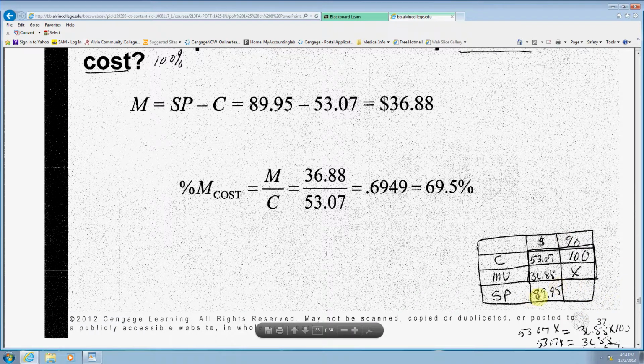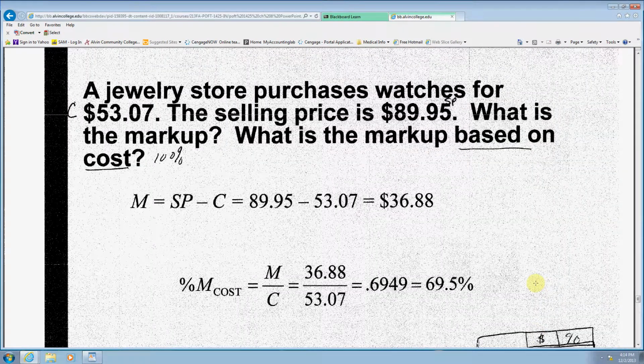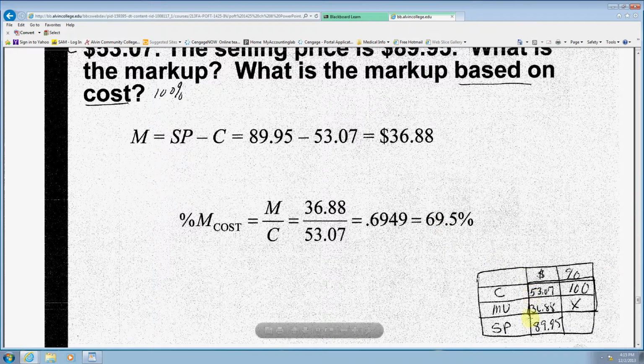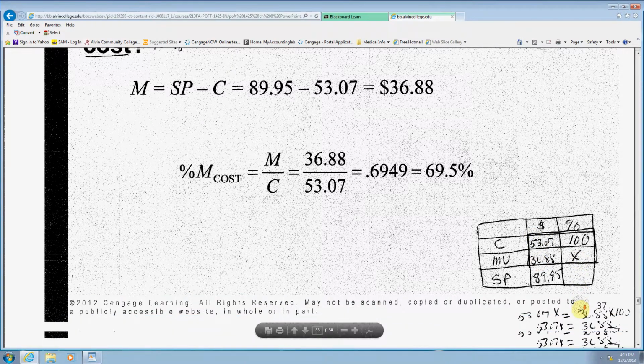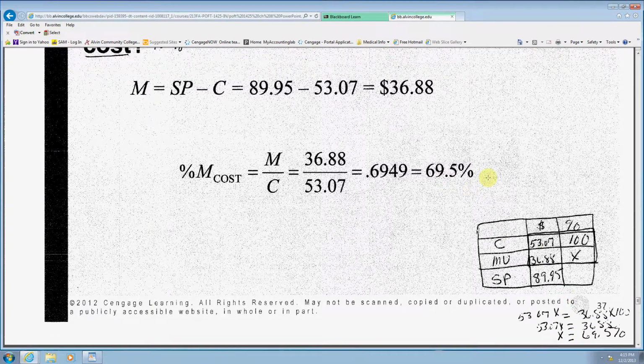So we know that $89.95 minus $53.07 would give us our markup price of $36.88. And so then we would take our square, 100 times $36.88, and $53.07 x, and when we solve for it, we come up with 69.5%.